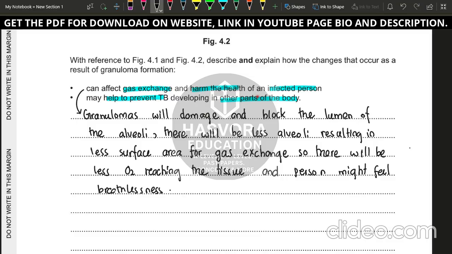Now let's talk about the second pointer, that how it will help. So first of all, it will isolate all of the pathogens, and when it isolates, it packs it, then they can be recognized by your antibodies. There will be antigen presentation, and then it will be destroyed finally via phagocytosis.